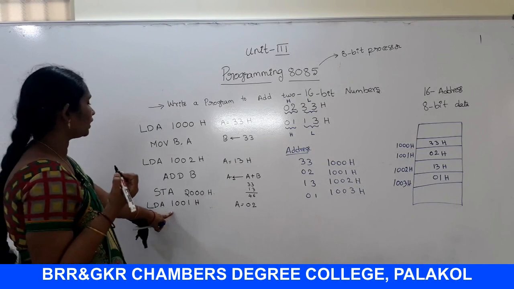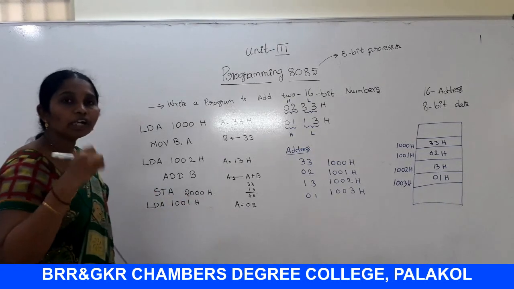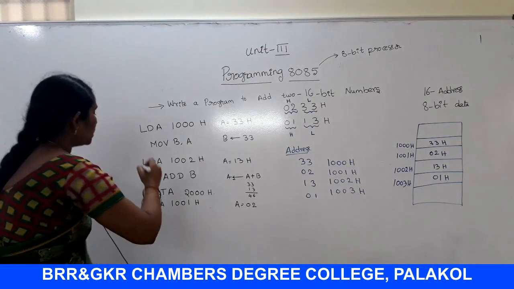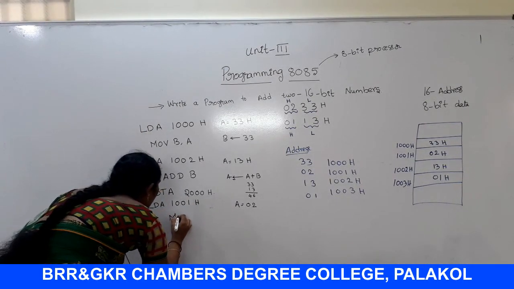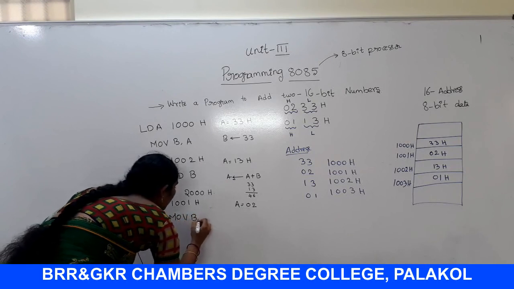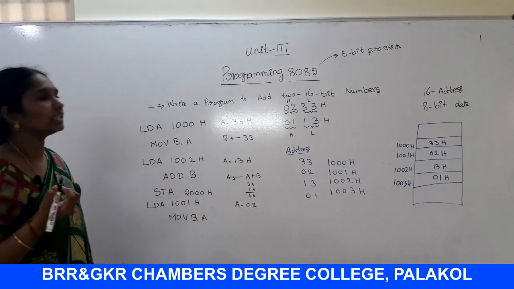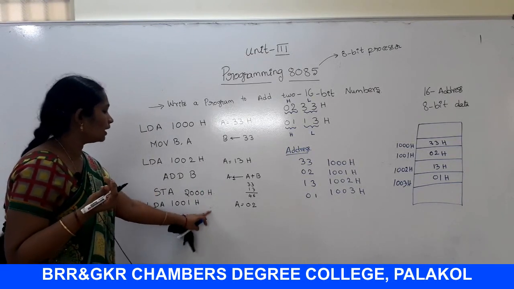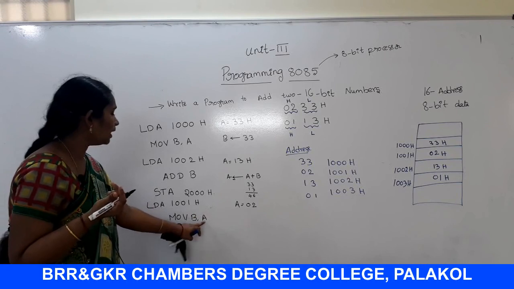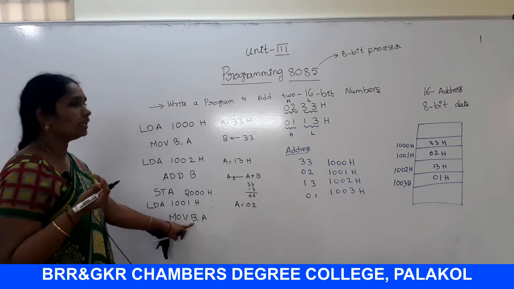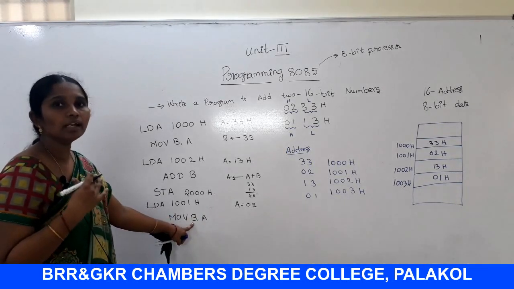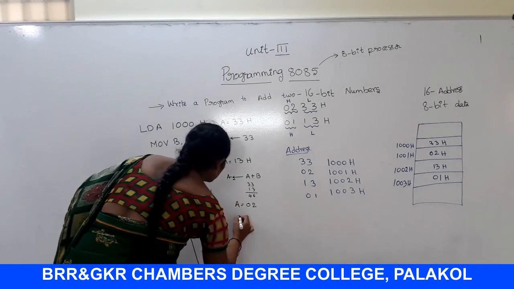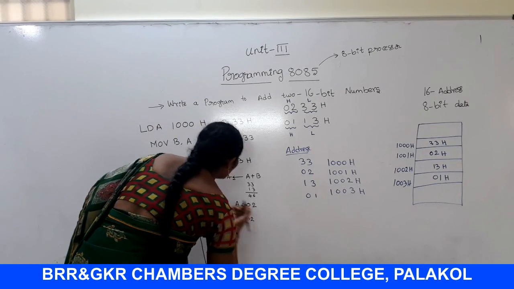Okay, after loading the accumulator, we have to clear that accumulator. So we consider another register. That is MOV B, A. What is the meaning of this instruction? Whatever the contents are in the A register, those contents are copied to the B register. After execution of this instruction, B is equal to 02.